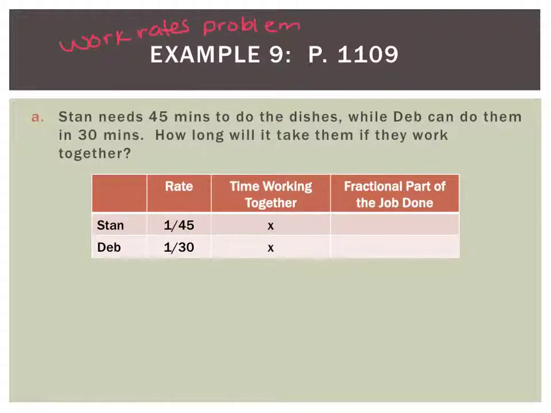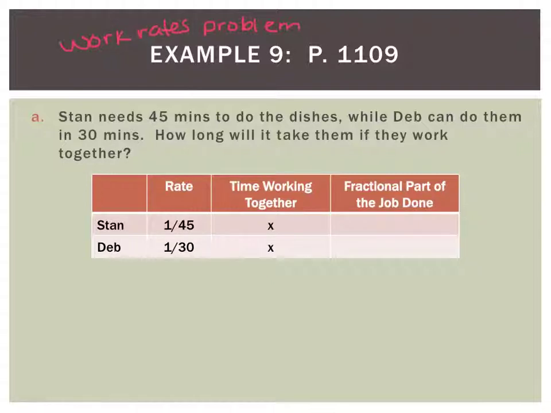Okay, so we're going to make a table for this, but notice that the labels on the table are going to be different. It's not distance equals rate times time. We're not talking about distance anymore. Our problem is: Stan needs 45 minutes to do the dishes while Deb can do them in 30 minutes. How long will it take them if they work together?